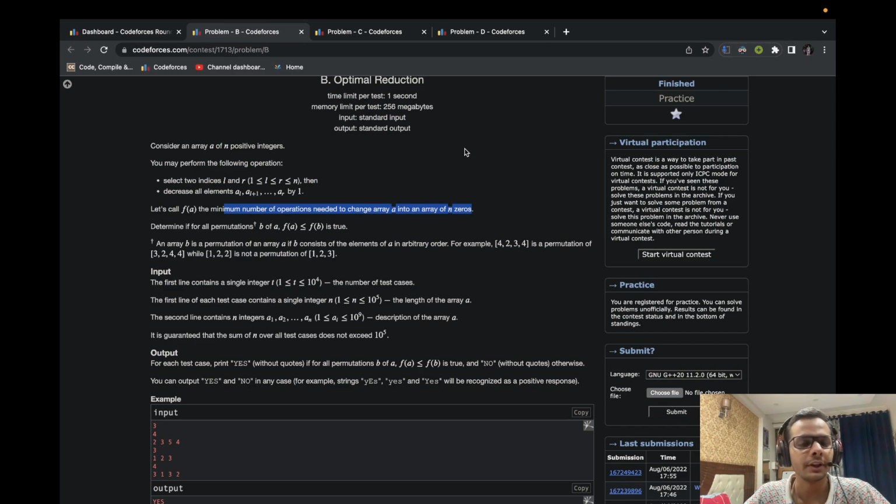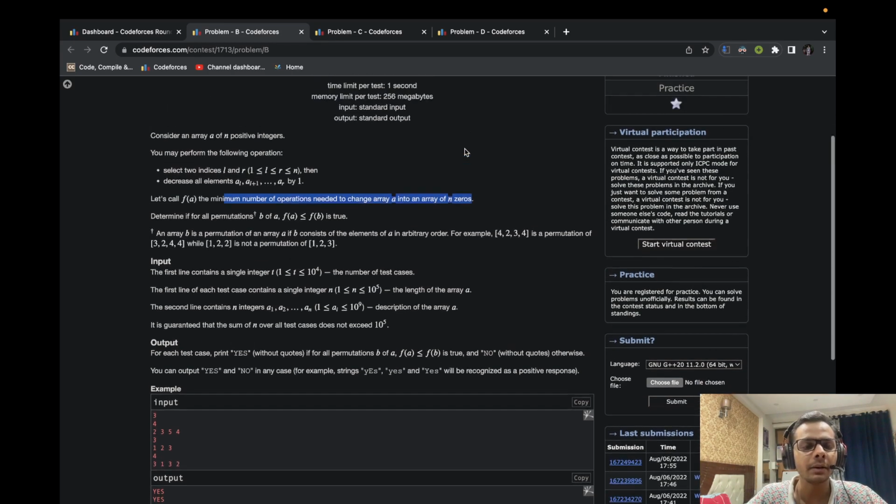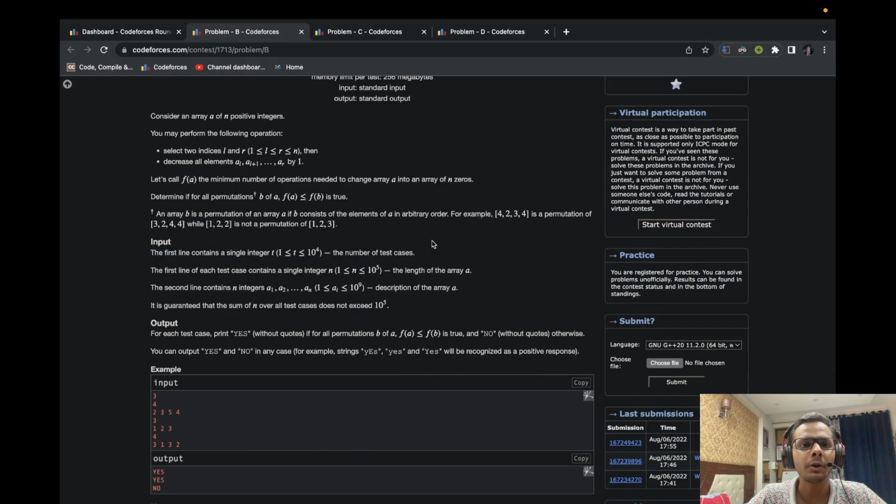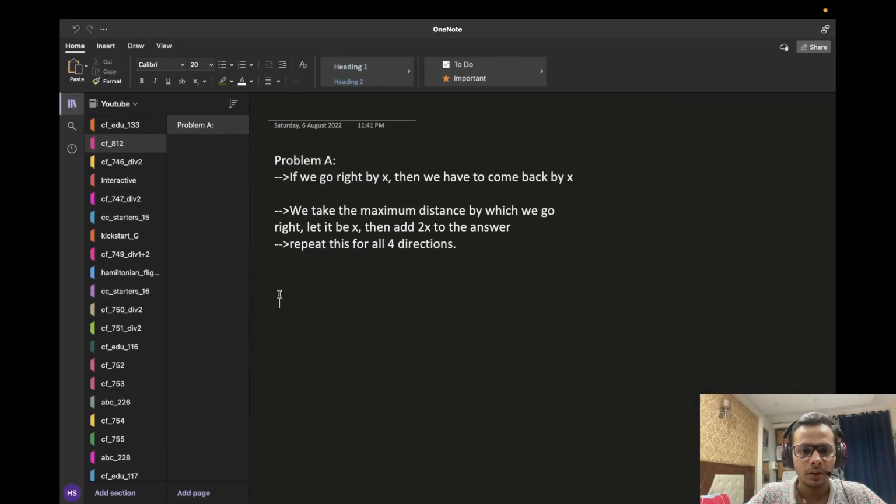All of the elements are converted to 0. Our task is to determine if, for all permutations B of A, the condition f of A is less than or equal to f of B is true or not. That means f of A would be smaller than or equal to f of B for any permutation B of A. If that is true, then we have to output yes, otherwise we have to output no. So this is the problem. I hope the problem is clear enough. Okay, problem B. Let's have a look at the solution now.